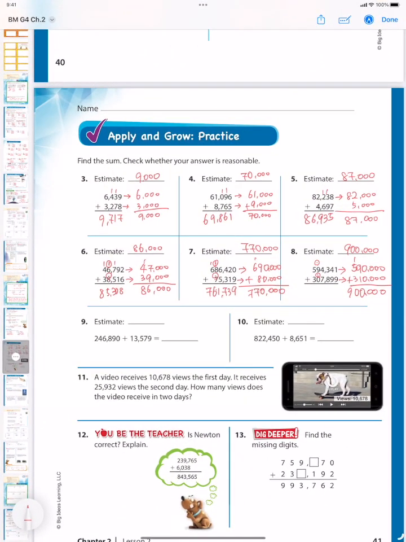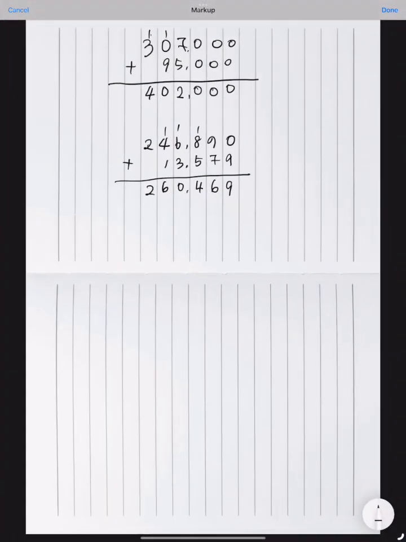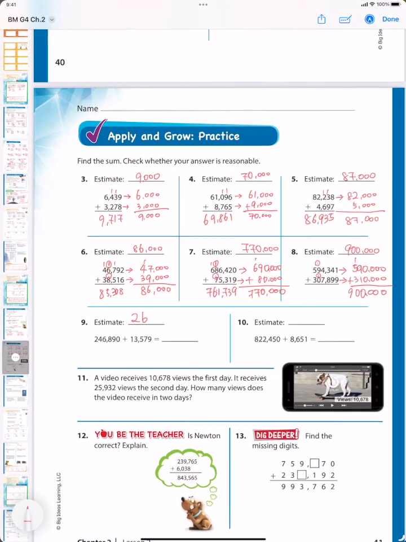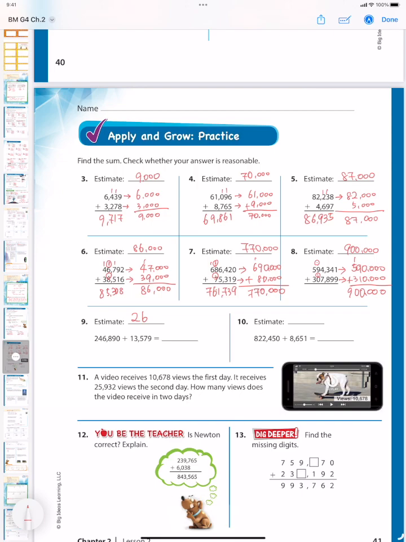Let's go back. So our estimate was what? Oh, I didn't do the estimates. Okay, so we got the exact number first, right? Exact sum first, which is 260,469. And then let's find out the estimate. So sorry.